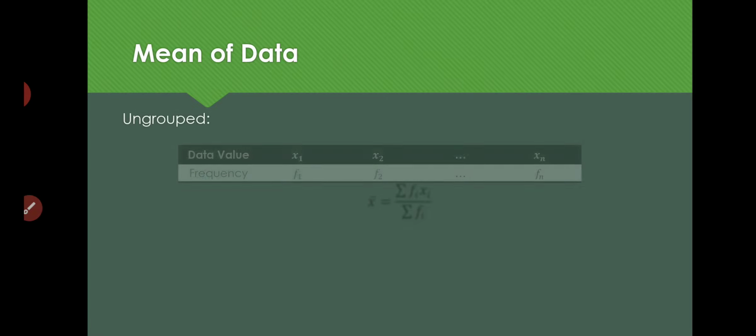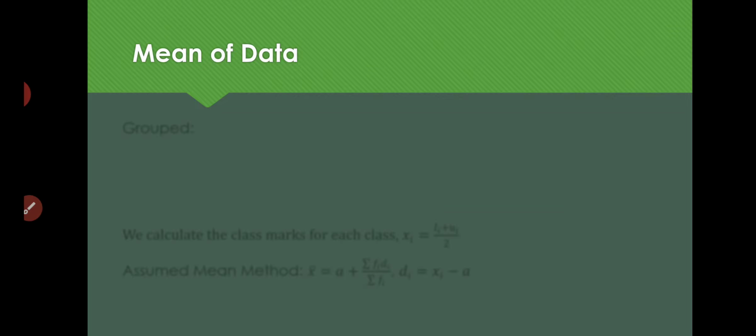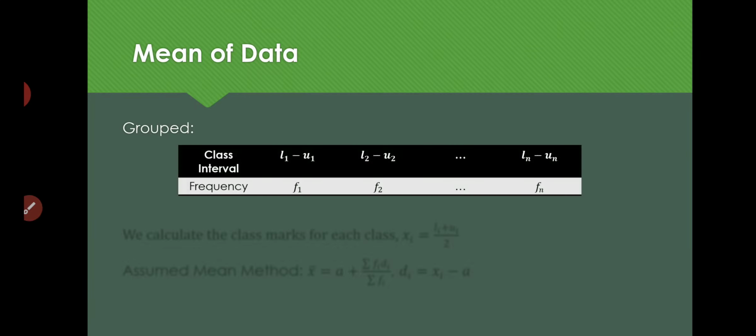Then we have ungrouped data. An ungrouped data set looks something like this. If the individual data values are given and their corresponding frequencies are given, then the mean is calculated by the formula summation of fi xi divided by summation of fi. These are certain things which you already know. And then finally, the same thing we do for grouped data as well.